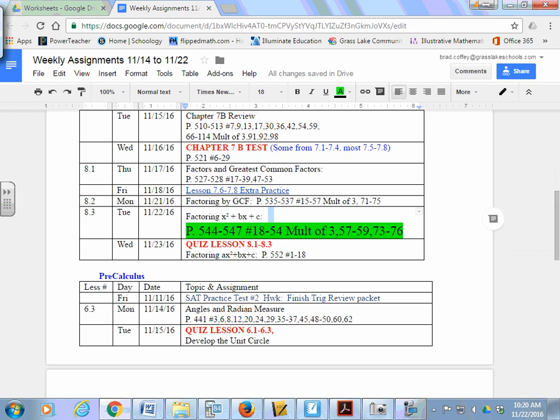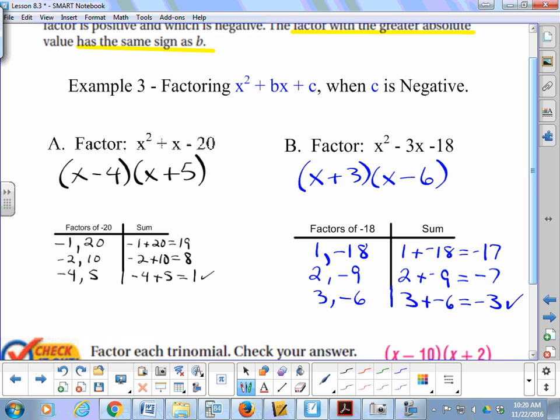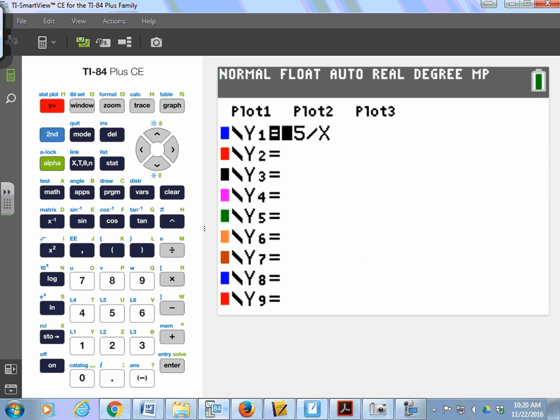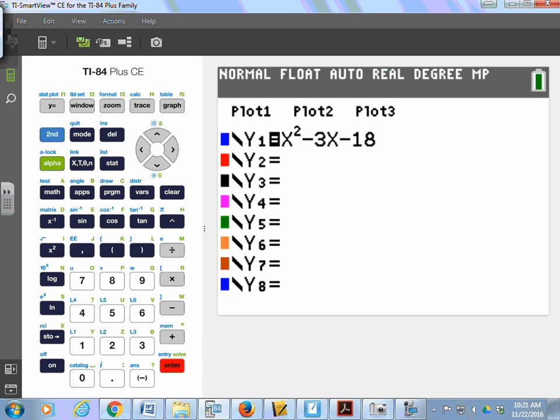So I want to show you how you can use your calculator to check your answers. Okay? So here's the last thing. Let's take one of the last problems we did. We'll just use this one right here. x squared minus 3x minus 18. Go to your y equals. Put in y equals x squared minus 3x minus 18. Put that in y1. Now, when we factored it, we got x minus 6 and x plus 3. Put that in y2. So the original is in y1, your factored form in y2.